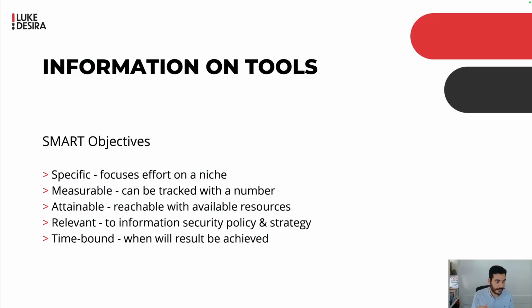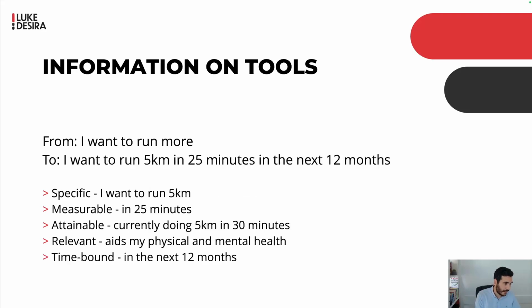Specific means that we're very specific and clear about what we are considering. Measurable means that we are tracking this objective with an actual number. Attainable means that we have the resources needed to be able to reach the specific objective. Relevant means that they are relevant to the information security policy and strategic direction of the organization, and time-bound means that we know by when this result is going to be achieved.